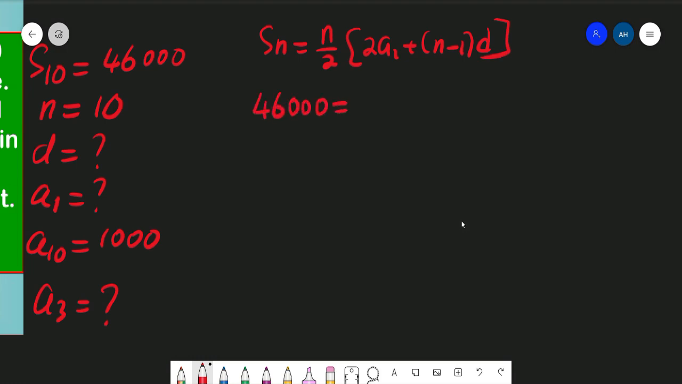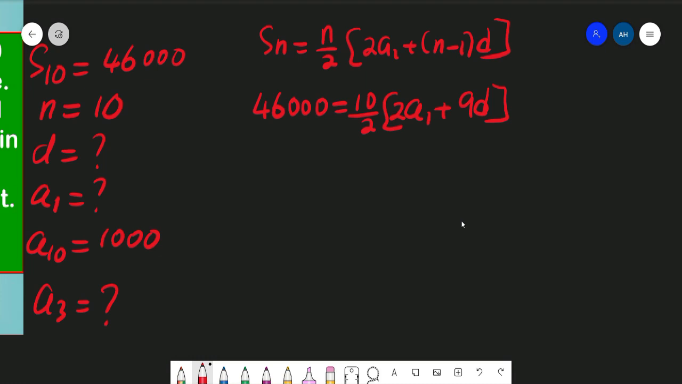N equal to 10. Okay, 10 divided by 2, we have 2 times A1. A1 we haven't calculated the value yet, so we just leave it as it is. So we have 2a1 plus n minus 1, n equal to 10, so 10 minus 1 is 9, so we have 9 times d. d is also still unknown, we haven't calculated the value of d yet, so leave a1 and d as it is. So let's simplify this one.